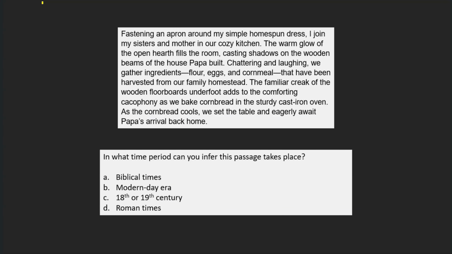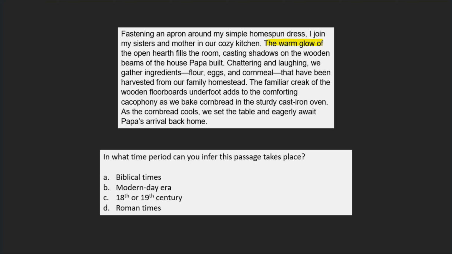In what time period can you infer this passage takes place? A. Biblical times. B. Modern-day era. C. 18th or 19th century. Or D. Roman times. The passage provides several clues and sensory words suggesting a historical setting.